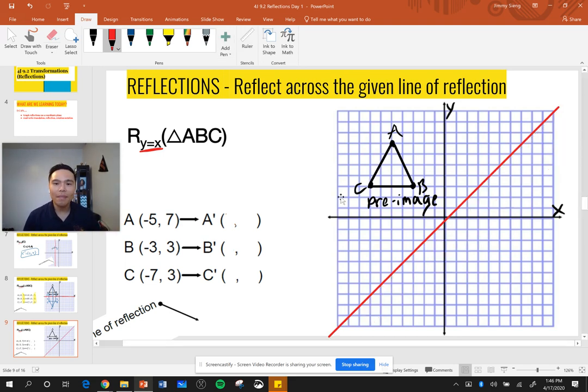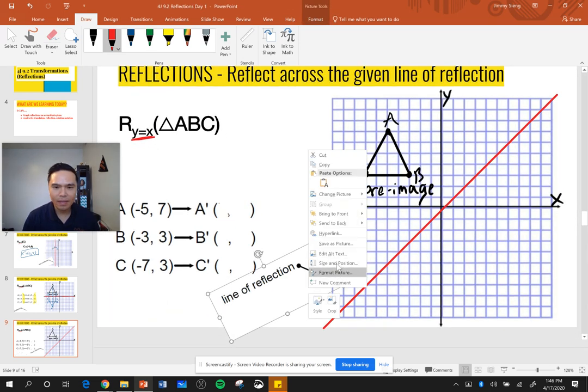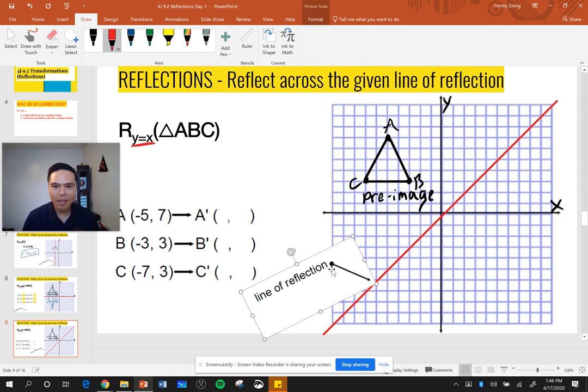So again, I have my triangle ABC. Again, there is my, let me move this up front. There's my line of reflection.